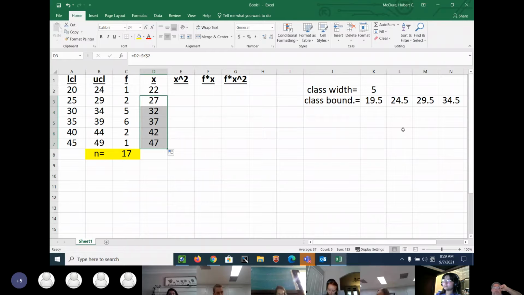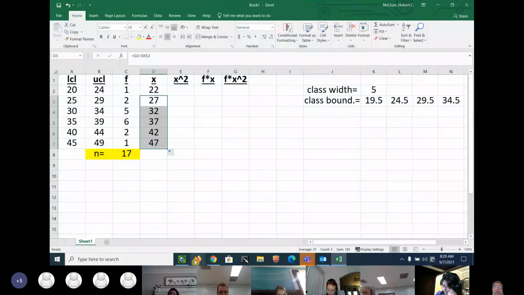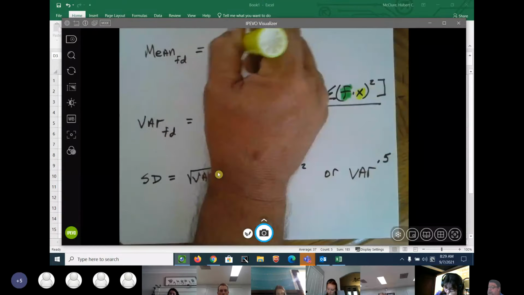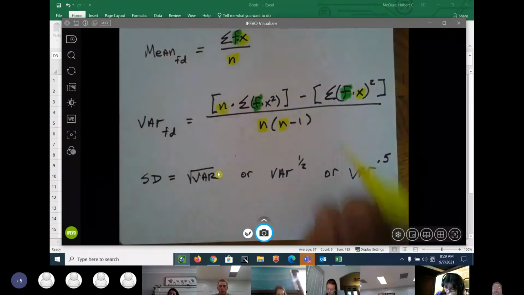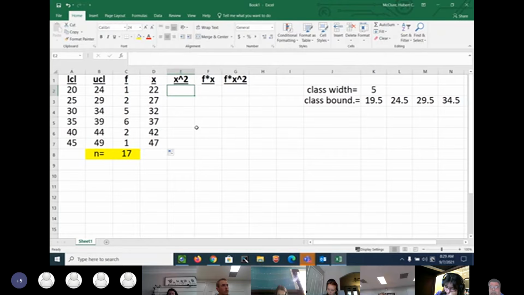So what's next? Well, let's go back to the formulas. We got X now. Another reason I do this is because I'm trying to teach you to read the formula, because some students will not read the formula. They'll just go to the teacher and say, I don't know how to do this. So there's X, and we need X squared. X squared, I think y'all can handle that. Raised to the second power. And copy that down.